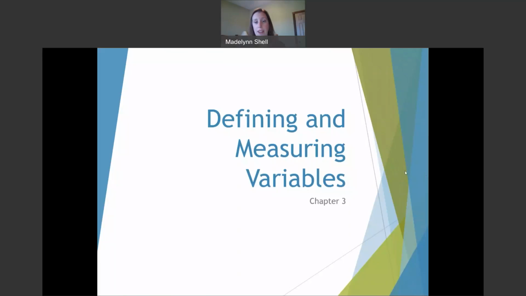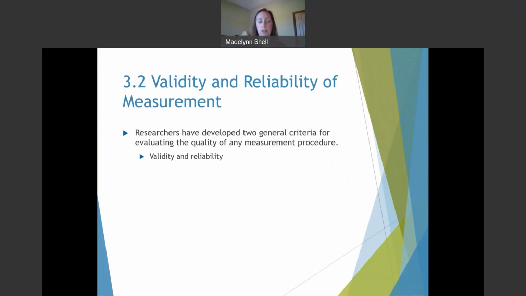Last class, we talked about defining and measuring variables in terms of constructs and operational definitions, so how we define them. Today, we're going to talk a little bit more about some of the details of measurement, some of the more detail-oriented things about measurement. And in particular, we're going to talk about validity and reliability.